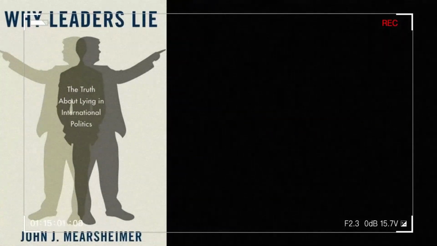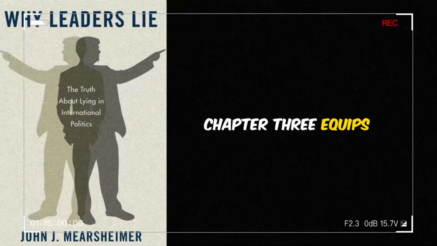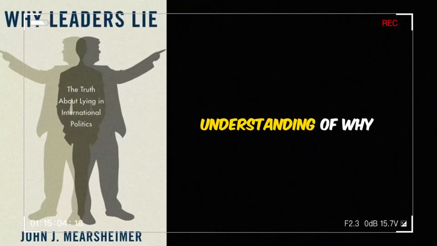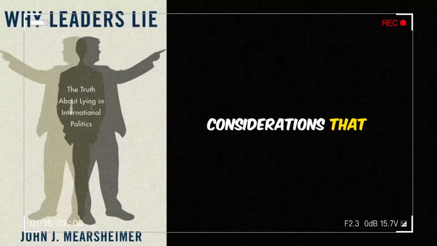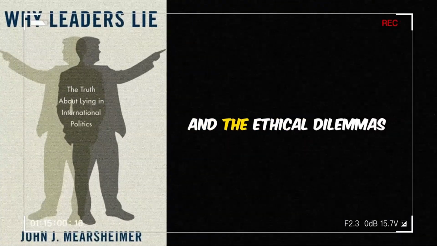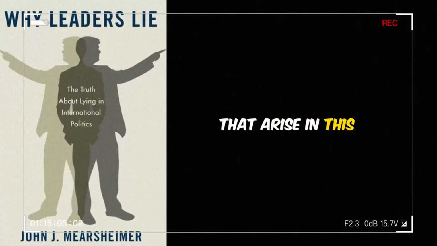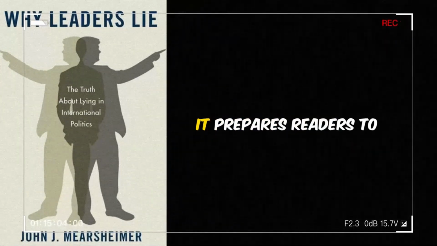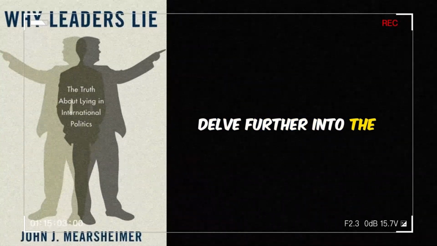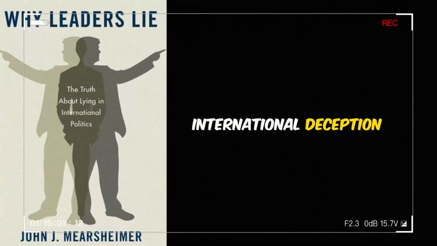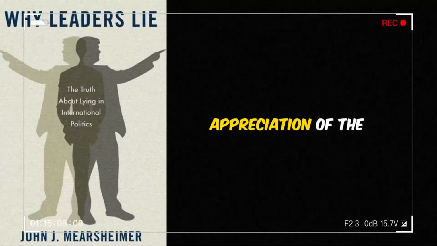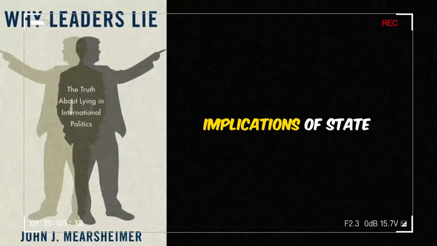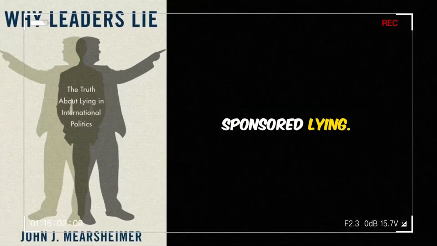In essence, Chapter 3 equips readers with a comprehensive understanding of why states lie to one another, the strategic considerations that drive such actions, and the ethical dilemmas that arise in this complex landscape. It prepares readers to delve further into the nuanced world of international deception in the subsequent chapters, armed with a deeper appreciation of the motivations and implications of state-sponsored lying.